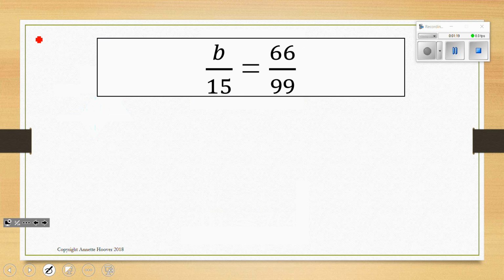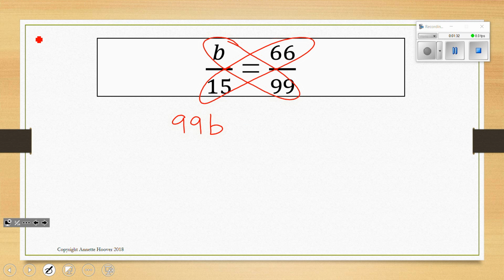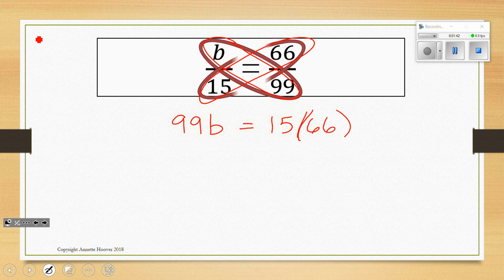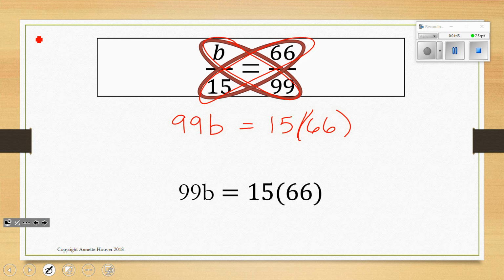Okay? Again, we're just going to practice to figure out a missing value when you have two ratios like this. We do the butterfly wings. One side would be 99b, and it doesn't matter if you put that on the right side or the left side. The other side we have 15 times 66. Okay, when we multiply that out, I don't have my calculator handy with me right here. Hopefully this will help me. When you multiply 15 times 66 and divide it by 99, you are going to get 11.